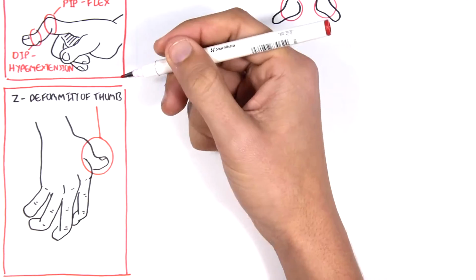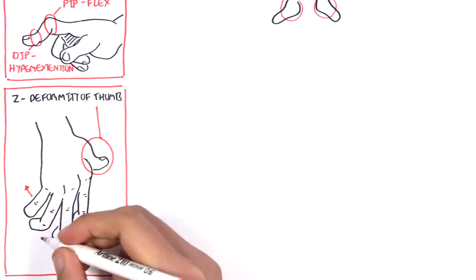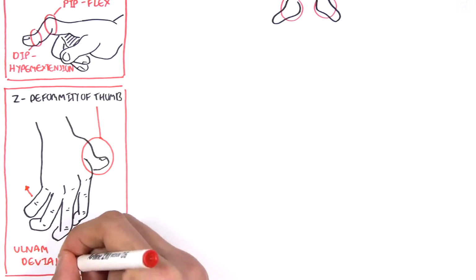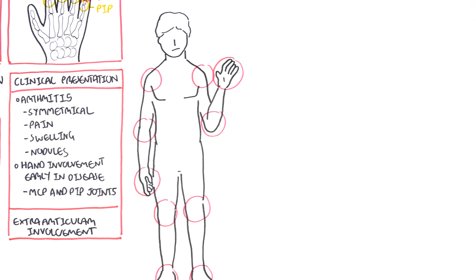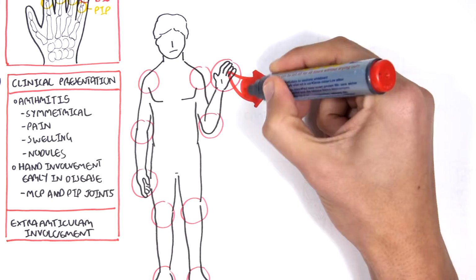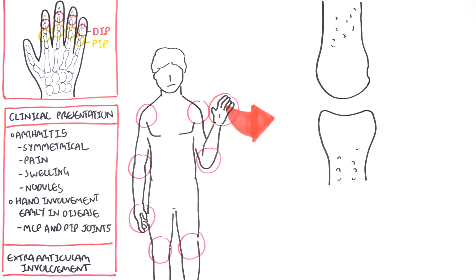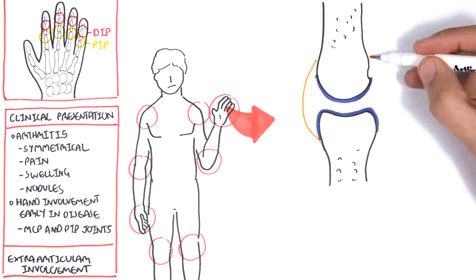The hands can also deviate medially. This is referred to as ulnar deviation. So they were the features of the hands in rheumatoid arthritis. Let us actually look at what happens inside the joints. So let us zoom into a finger here.